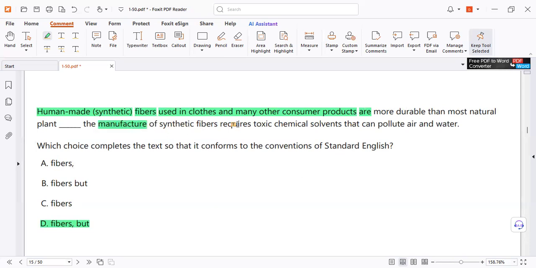I delete the phrases. I found the verb. I delete the relative clauses. So manufacture requires toxic chemical solvents: subject, verb, and then complement. So it's two complete clauses, or two complete sentences. Remember again and again, by sentence we mean any type of sentence. So you can find before the FANBOYS conjunction a simple sentence, but after it maybe a complex one. So be careful.